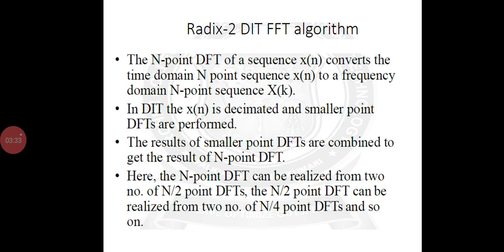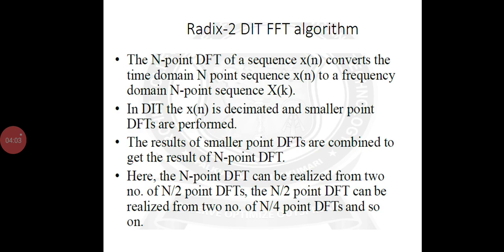While we are seeing this FFT algorithm, it is broadly classified into two types, that is radix 2 DIT algorithm or decimation in time algorithm, and the second one is radix 2 DIF algorithm or decimation in frequency algorithm. In the first case, the DIT-FFT algorithm consists of N point DFT of the sequence x of n that converts the time domain N point sequence x of n to a frequency domain N point sequence X of k.